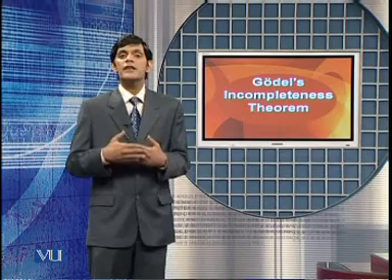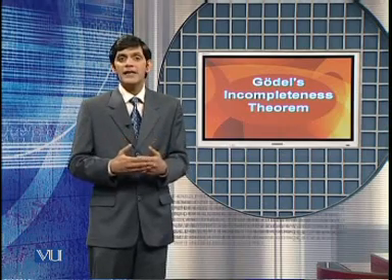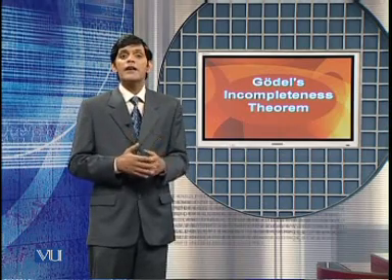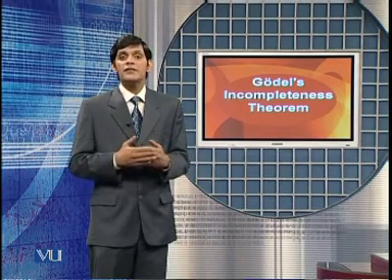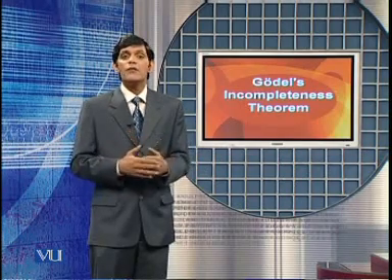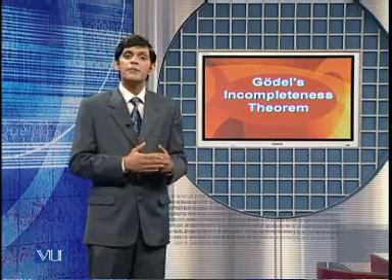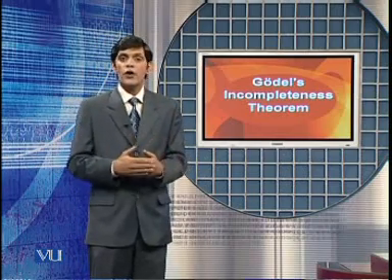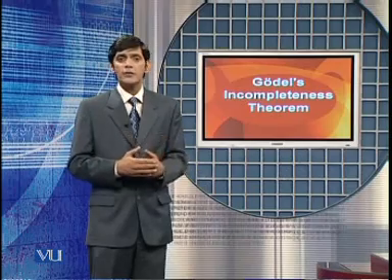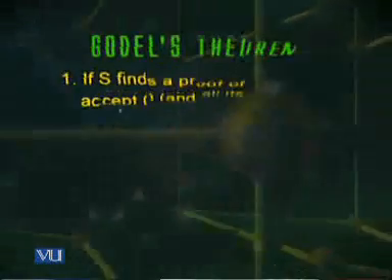Since this statement is true, that means that s does not accept 0, which means s will not be able to find a proof of it. So, this is a statement which is true but not provable. This is a twisted argument. Let's go through it once again.